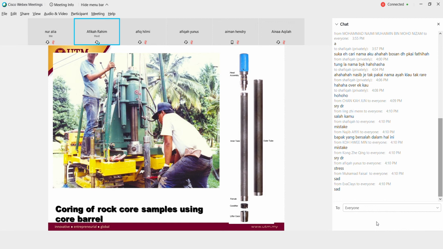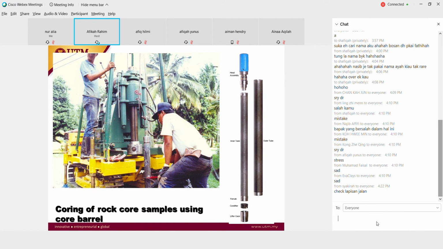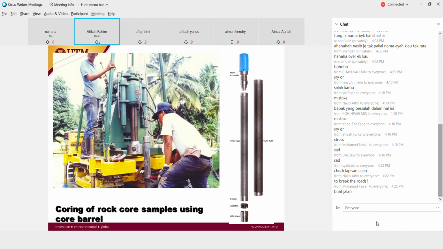Or maybe before checking the road layers, okay, might be true. Valid, for making roads, okay. To break the roads, and not really. For making roads, maybe.